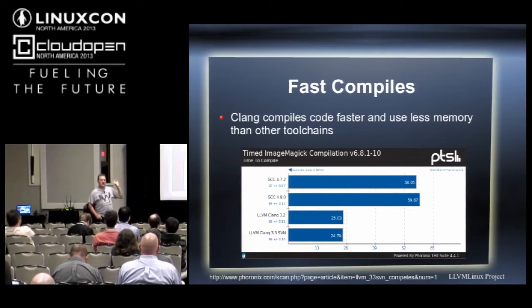Now, I will fully admit that I have picked and chosen the slides here that make Clang look the best, okay? I'm not trying to say that GCC isn't a good compiler. It's just that there are situations where Clang outperforms GCC. In a lot of other situations, they're very close. Okay, so again, I'm not trying to put anybody down. In this case, Clang tends to be faster. It tends to use less memory.